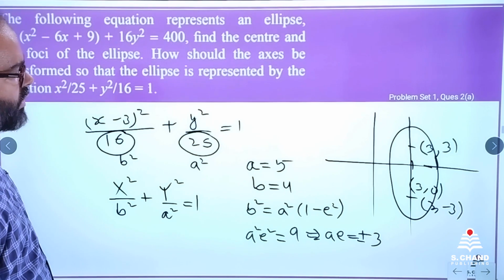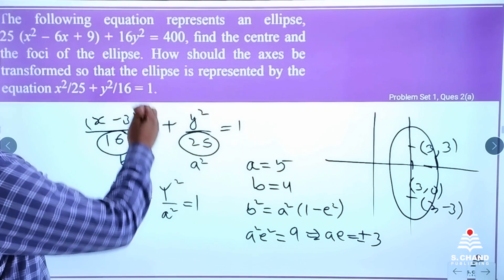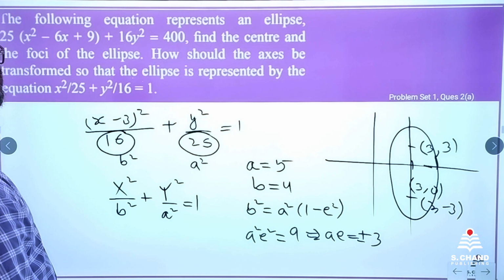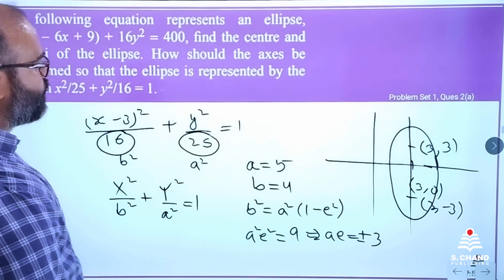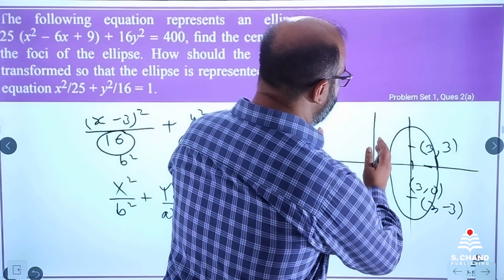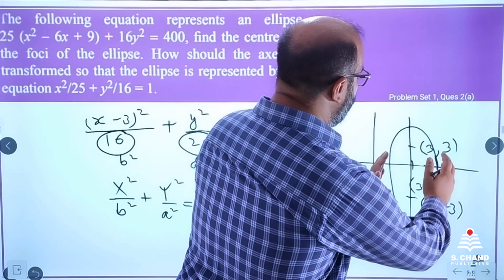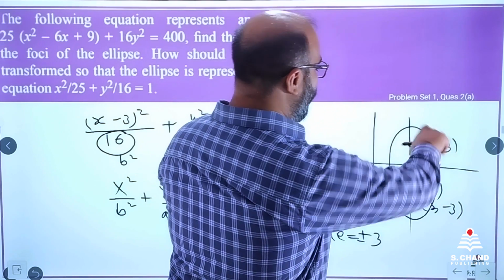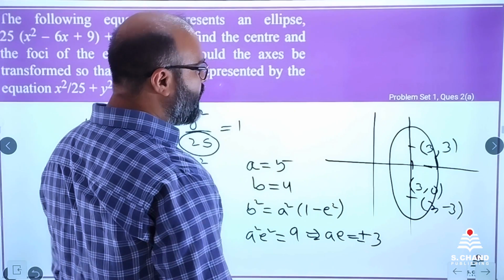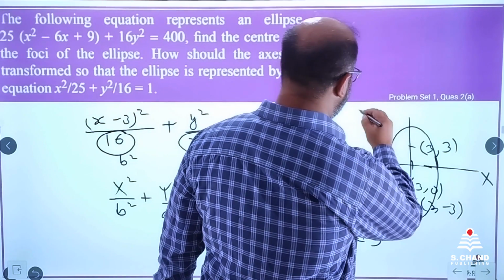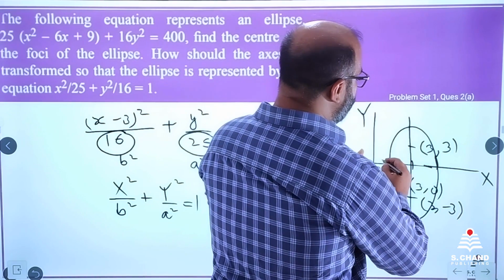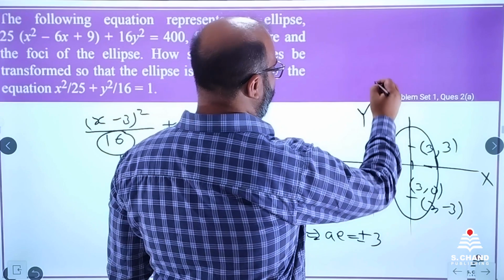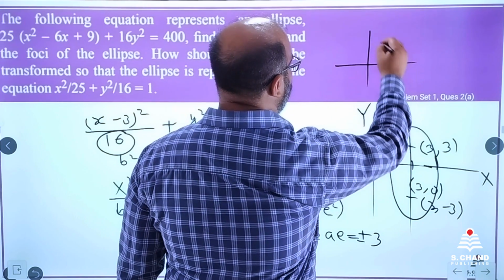Now next thing we have to understand here is the other part of the question. How should the axis be transformed so that the ellipse is represented by the equation x square by 25 plus y square by 16 is equal to 1? So for that, first this axis will be shifted towards right by a distance 3, and then it will be rotated by 90 degrees. So this is x, this is y, and if you transform this axis to the right by a distance 3, so in the next step what will happen? This will be like this.